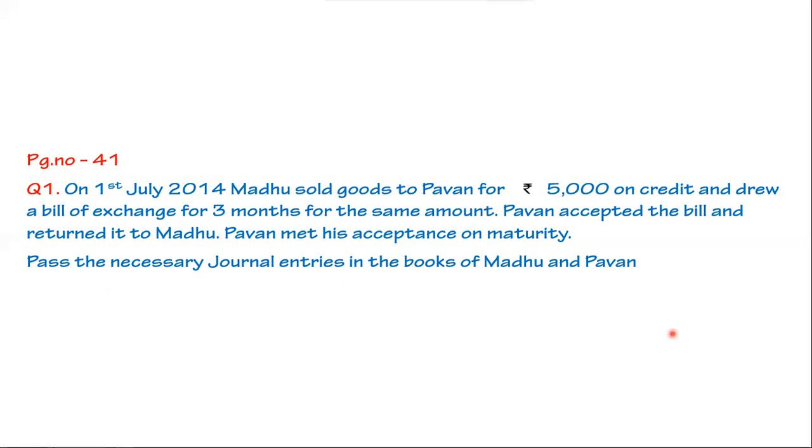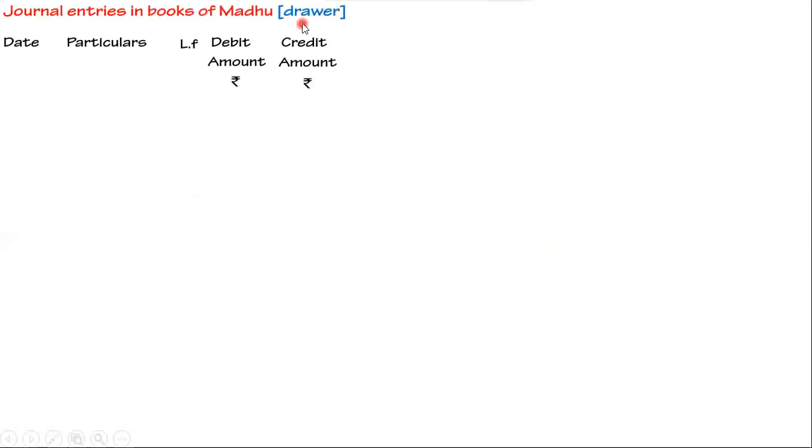So here is our solution. The format for journal entries is date, particulars, LF, which stands for ledger folio, debit amount rupees, credit amount rupees, and the heading will be taken as journal entries in books of Madhu. In brackets we'll be writing it as drawer. So the seller of the goods will be called as drawer, as he is drawing a bill on buyer. So drawing means he is preparing a bill on buyer.